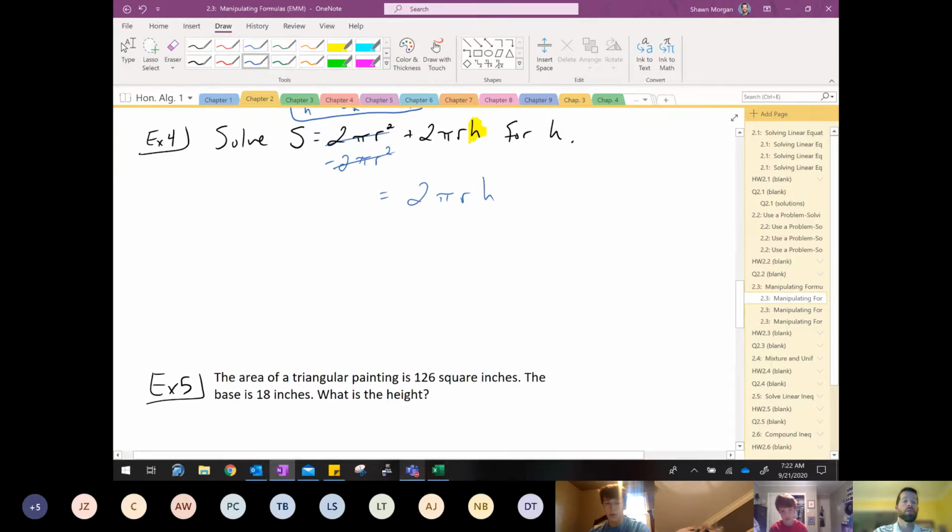And whatever I do on the right, I have to do on the left. So the left was S, now it's S minus 2 pi r squared. All right. And then again, I'm trying to get h by itself.